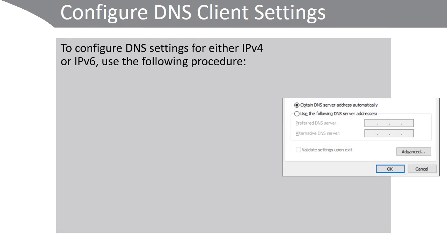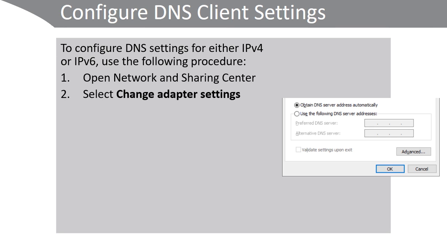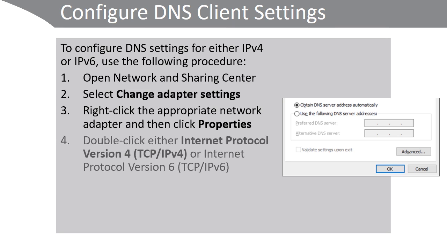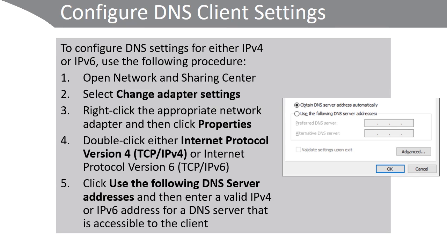For both IP4 and IP6, use the following procedure to configure DNS settings on the client. First, open Network and Sharing Center. Select Change Adapter Settings. Right-click the appropriate network adapter and then click Properties. Double-click either IP4 or IP6 as appropriate. And then click Use the following DNS server address and then enter a valid IP4 or IP6 address.